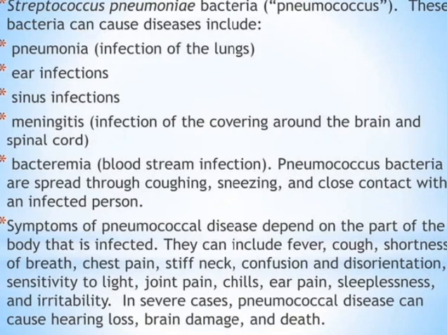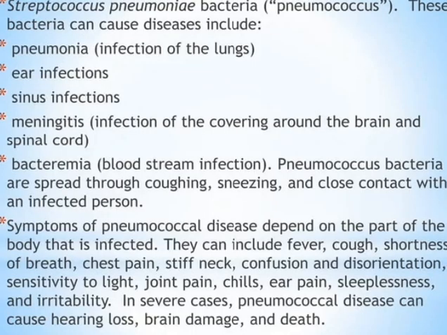Streptococcus pneumoniae bacteria can cause diseases including pneumonia, ear infection, sinus infection, meningitis, which is infection of the covering around the brain and spinal cord, and bacteremia, a bloodstream infection. Pneumococcus bacteria are spread through coughing, sneezing and close contact with an infected person.